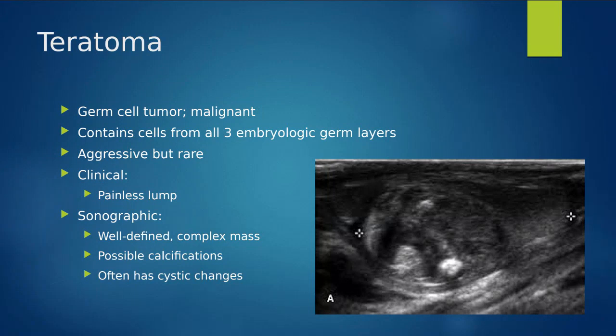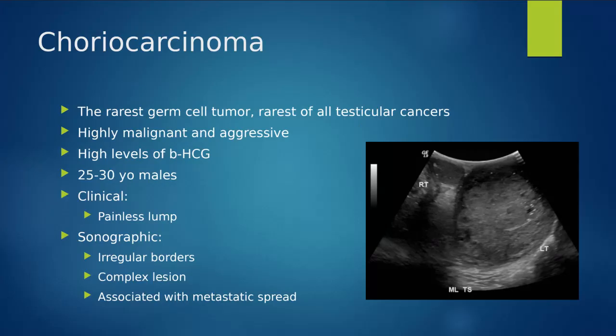Now, again, these are made up of all different types of cells, so we're not going to see this nice, beautiful, homogeneous mass, right? We're going to see it become heterogeneous because it's made up of so many different components. And here is our teratoma with our calcified bone and teeth nastiness.